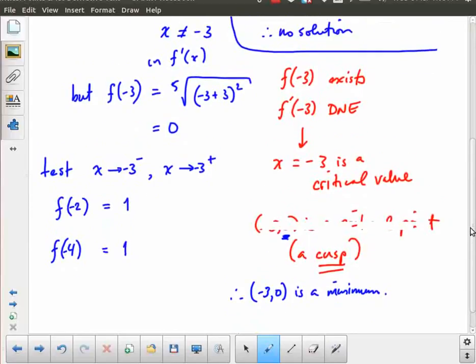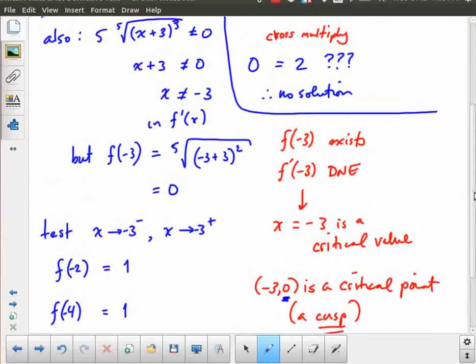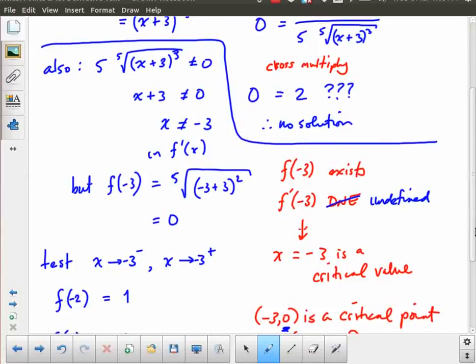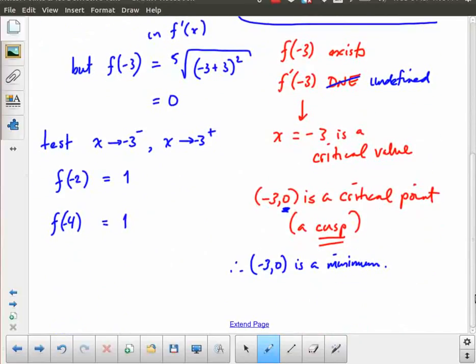But because f prime of negative 3, I said it does not exist, I think I'd rather say it is undefined. That actually means that the slope is getting infinitely large there. It's like a vertical asymptote. So the slope is approaching a vertical asymptote, even though there's a point there. And so the shape that it takes on in this case, because this one's a minimum, is going to be that. And that's known as a cusp.